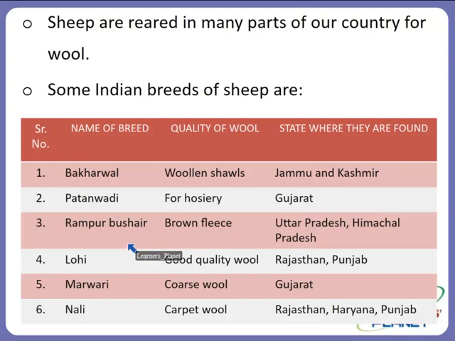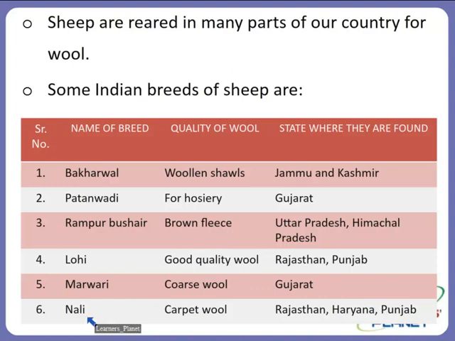Thirdly, Rampur Bushehr, which is famous for its brown fleece and it is found in Uttar Pradesh and Himachal Pradesh. Same way, Lohi also has a good quality of wool, which is found in Rajasthan and Punjab. Even Marwari, the quality of wool obtained from this type of breed is coarse wool, which is found in Gujarat.